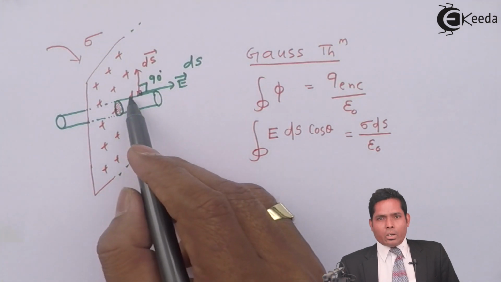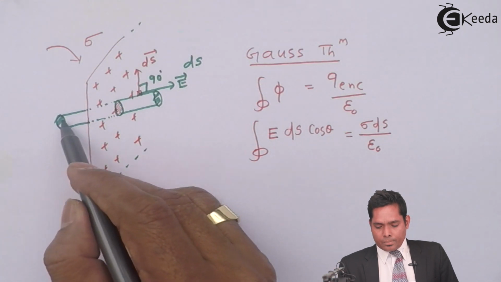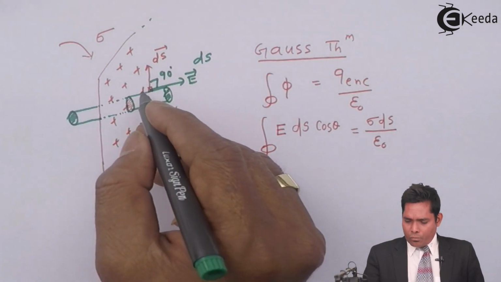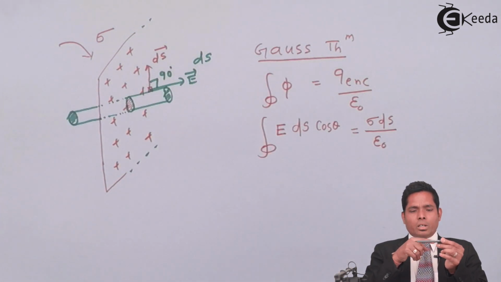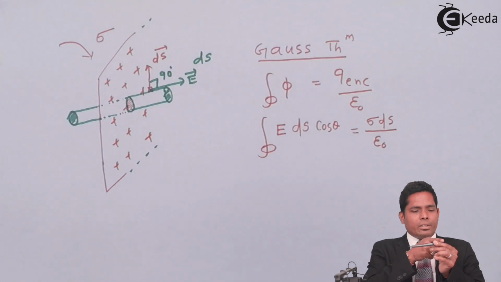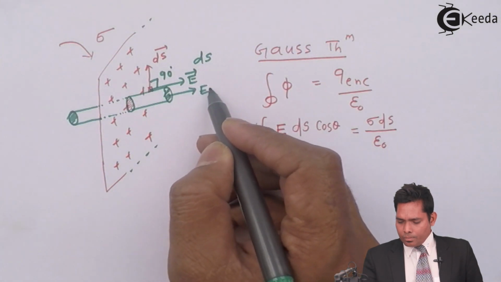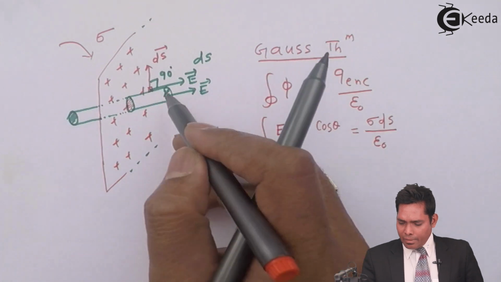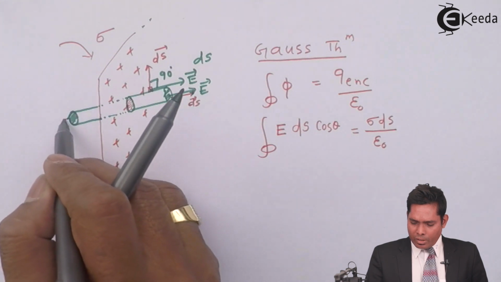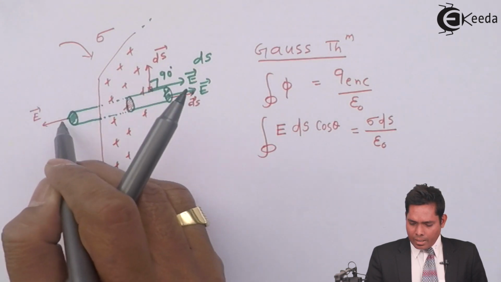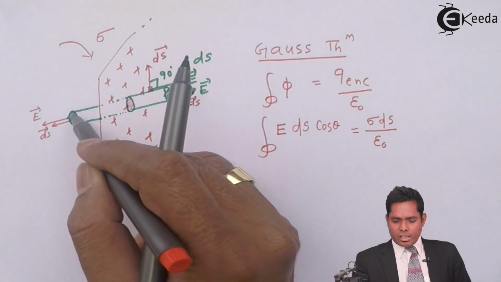So if I don't take that into account, then I will consider only these two surfaces. There is no flux contribution from the curved surface, and we are left with only the two flat ends of the surface, this flat end and this flat end. Here the electric field is like so, and the dS vector, the area vector, is like this. Here also the electric field vector is like that, and the area vector is like that. So this area is dS, this area is also dS.